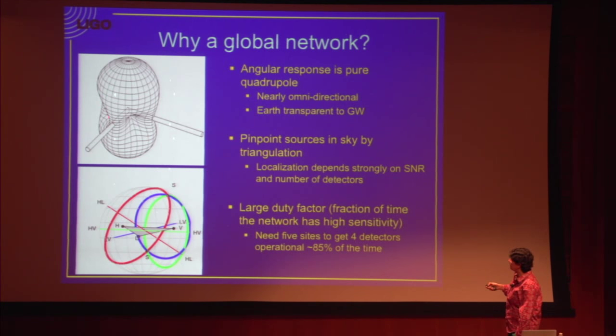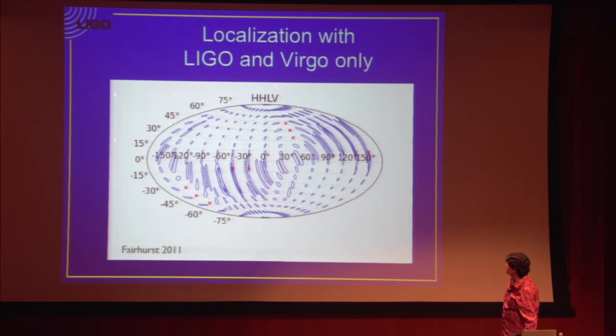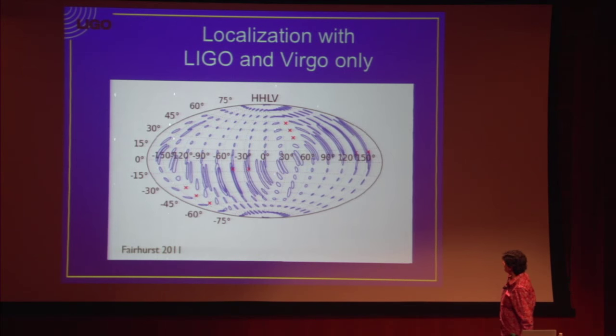What you see here is that the angular response is nearly quadrupolar, which means it's an omnidirectional detector. It has greater sensitivity normal to the plane, and no sensitivity along the arms, but it's a cosine squared function, so it's pretty omnidirectional. And so if we are to pinpoint the location of sources in the sky, we have to do that by triangulation, and our ability to do that depends on the number of detectors in the network and the signal-to-noise ratio of the events that they measure. And so that's part of why we have this whole global network of detectors, and I'll just show you a quick visual of what you can do when you have a network of detectors.